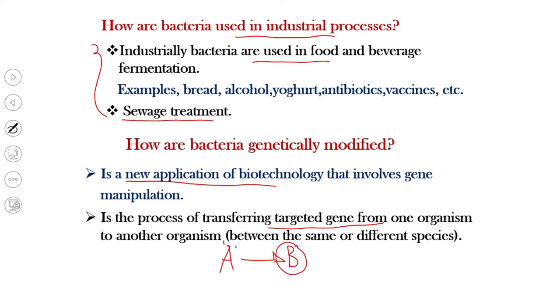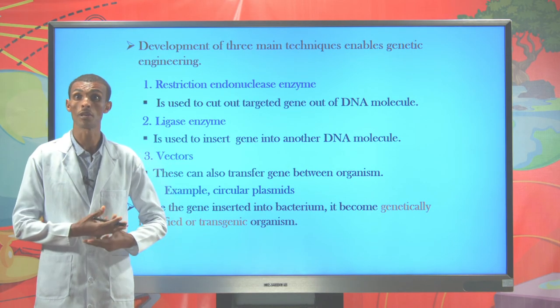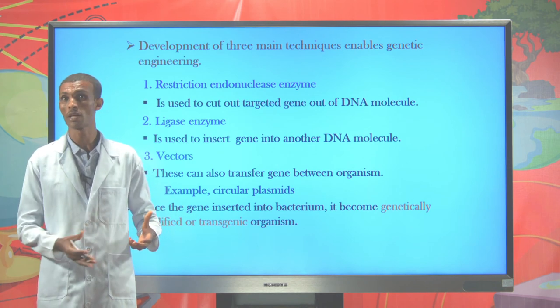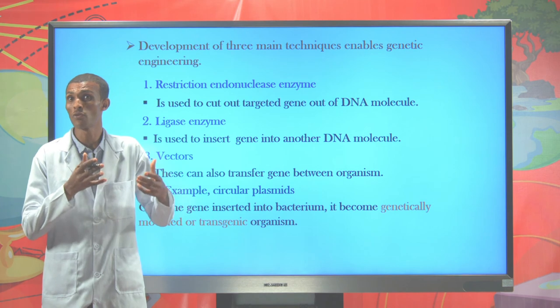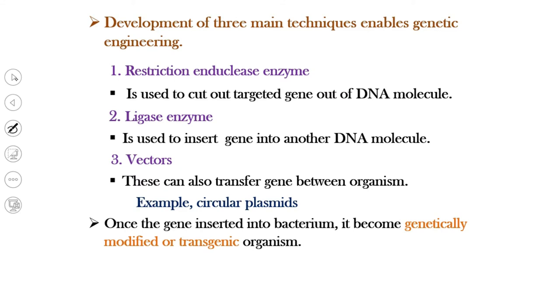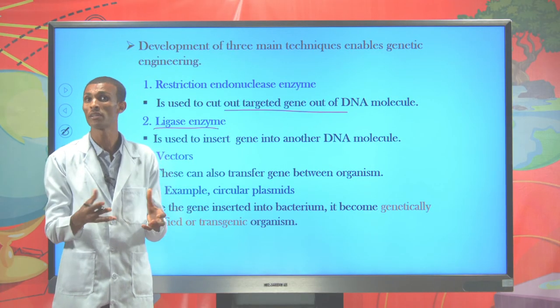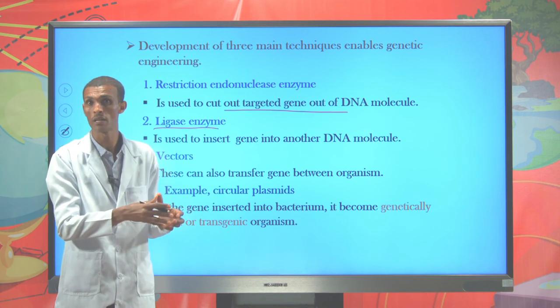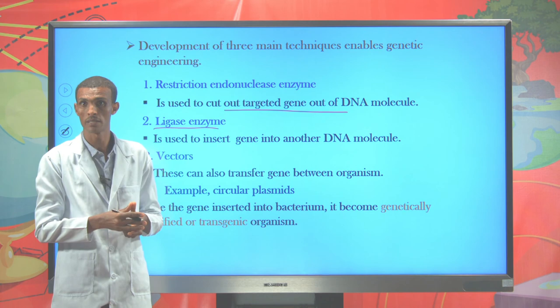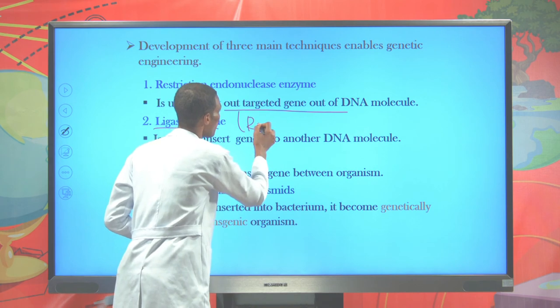Well done. So the development of three main techniques enables the process of genetic engineering. These are the restriction endonuclease enzyme, which is very important in cutting out a gene of target from the host or donor individual and cutting open a recipient bacterial plasmid. And there is the ligase enzyme, which is important to join a gene of target from the donor individual to a bacterial circular plasmid. Very importantly, this enzyme is used to form recombinant plasmid.